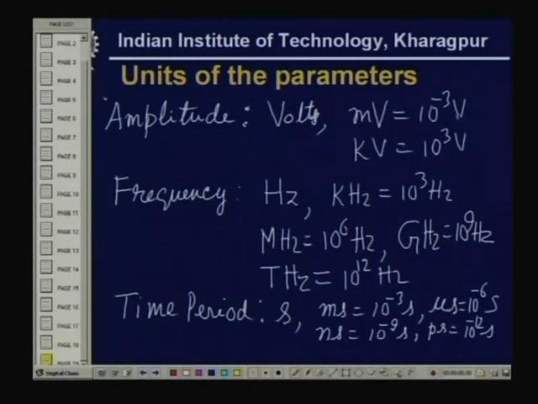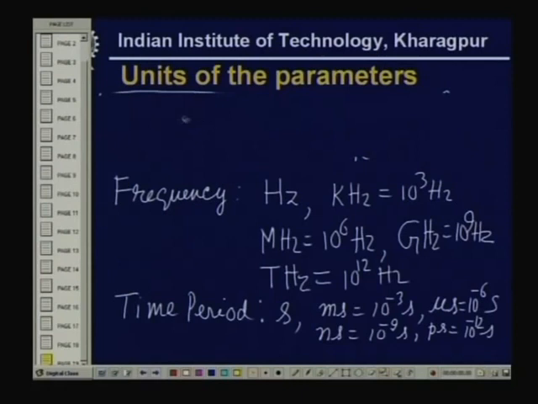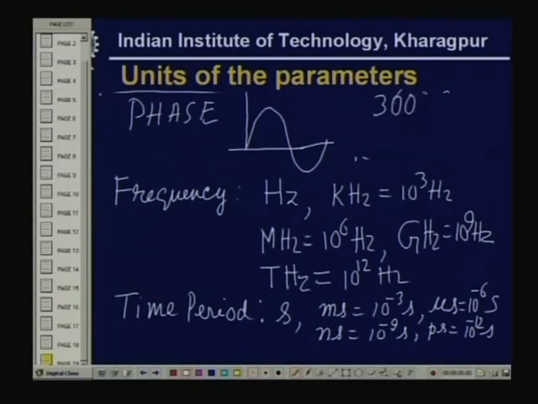Similarly, we can have units for phase. We have seen that within one cycle, in this range, the phase can vary 360 degree. From here to here, this is 90 degree, this is 180 degree, this is 270, this is 360, or we can express it in radian. In that case it is 2 pi.